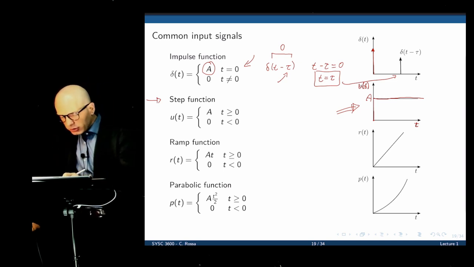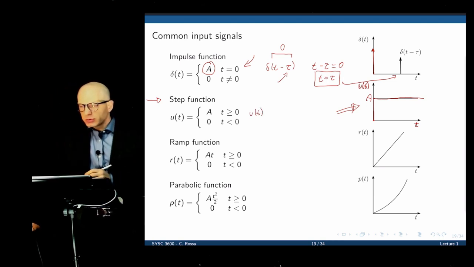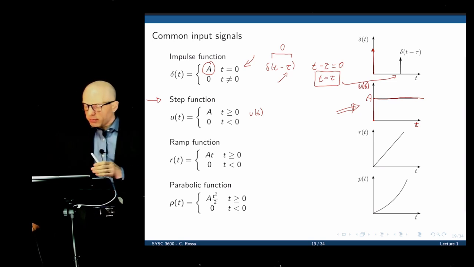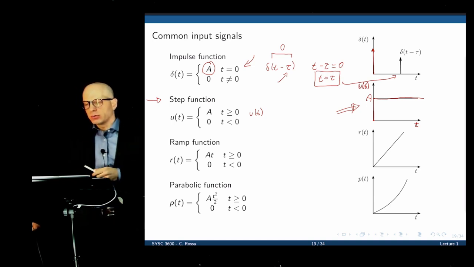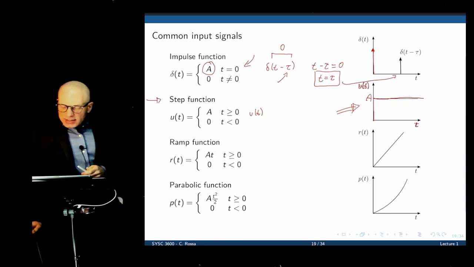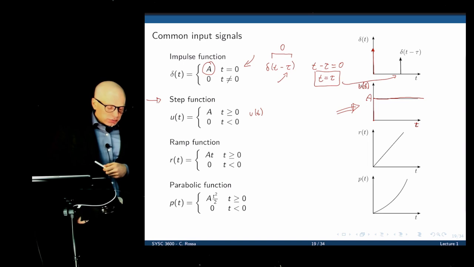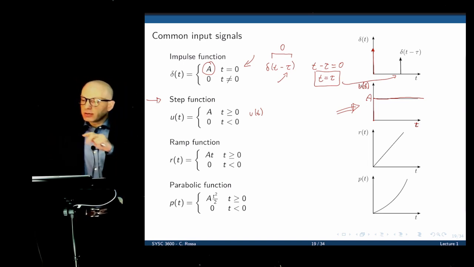So the step function that is represented by the function u of t is defined as follows. When time is smaller than zero, then the function is zero, nothing happens. And when time is greater than zero, in this case, then the function goes to a value that we can specify, a value of a in this case. What is a exactly? Well, that could be the voltage we are applying to this circuit. So if you turn the circuit from rest and we turn it on to 10 volts, then a would be 10 volts.